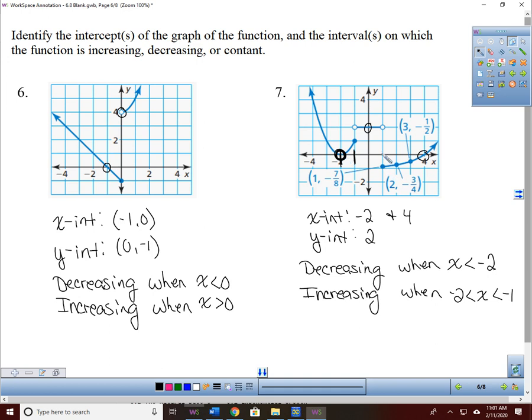Then I'm also increasing from here to infinity, right? So when x is greater than, now what is the x value right here? It tells you that that's 1, right? So when x is greater than 1. And then your constant between here and here. So that would be between -1 and 1.